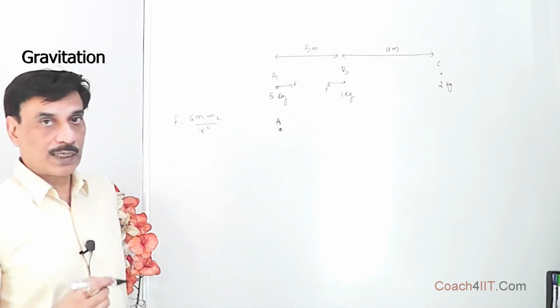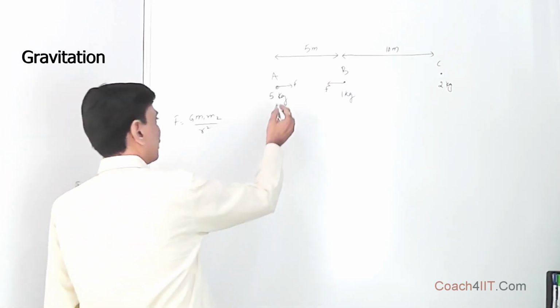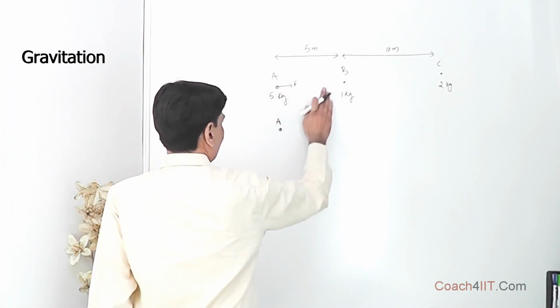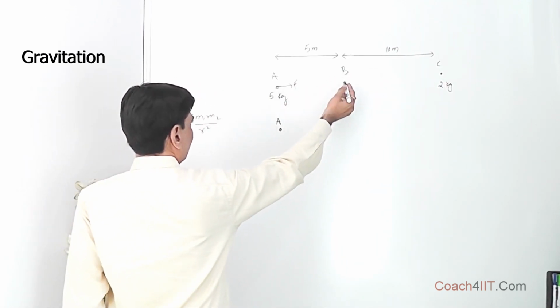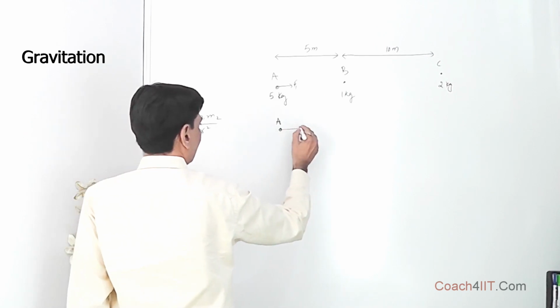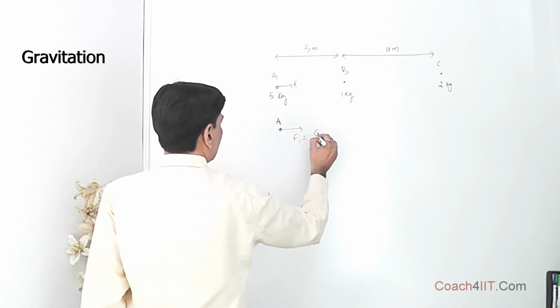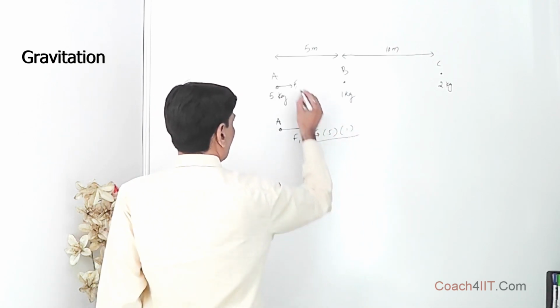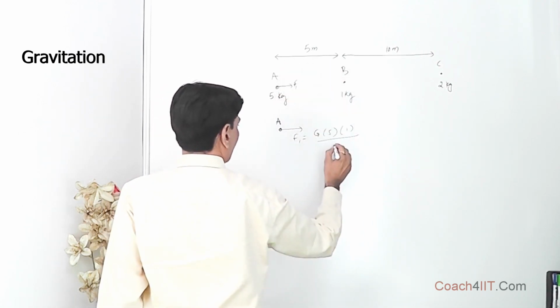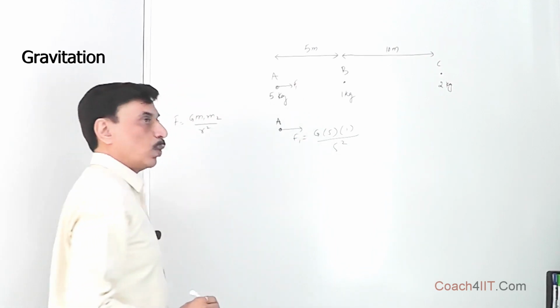Right now we are bothered about the force which is going to be experienced by this, so let's talk about this force only. We don't disturb any other body over here. So this F1 is how this is going to attract this one. F1 is G m1 m2, let's take this as m1 m2, upon the distance between the two, that is 5 square. So this is one force.